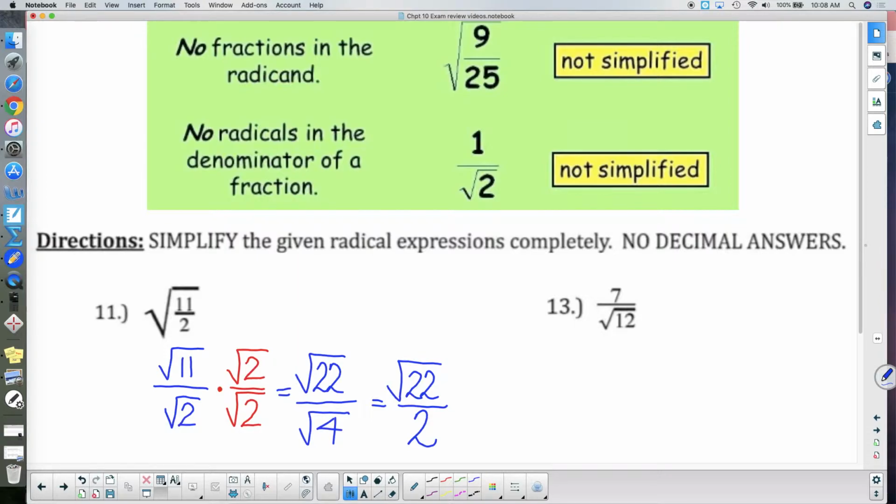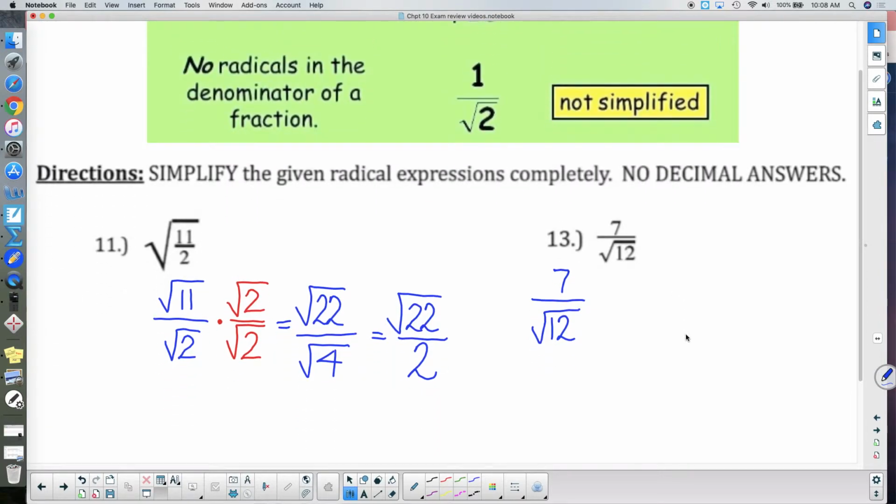And finally on 13, 13's got a radical in the bottom and no radical in the top, so the 7's fine where it is. It's that radical 12 we've got to worry about. You have 2 choices with this one. Some people would simply multiply the top and the bottom by the square root of 12, which will work. But we do know there's another perfect square we could get to faster, so we could do this. And if you choose to do that, then you're going to have to break up the square root of 12 in the numerator as well.